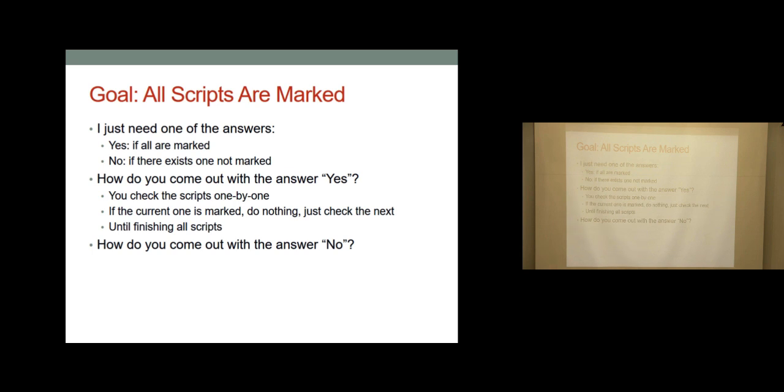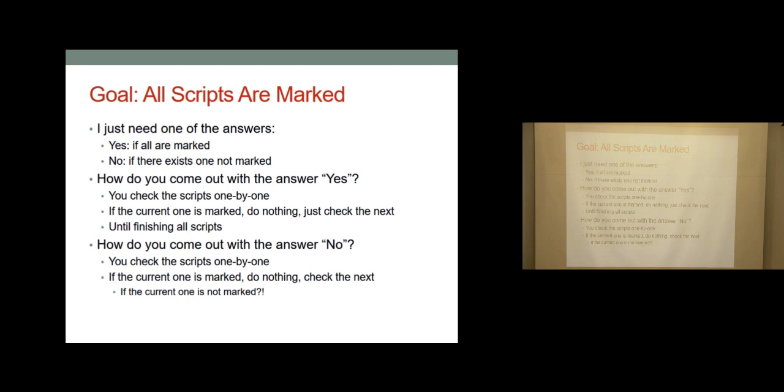How do you tell no? Same thing, you check the scripts one by one. If the script is marked, you do nothing, and you check the next one. Else, if the current one is not marked, what do you do? You can already stop the process and tell the teacher, sorry, this part is not marked. One of them is not marked. So you already can tell them, just done. You don't have to check the whole pile of scripts.